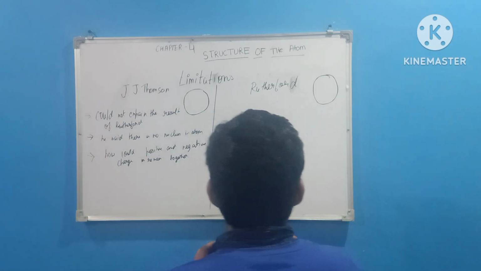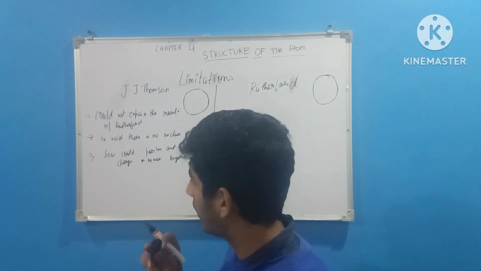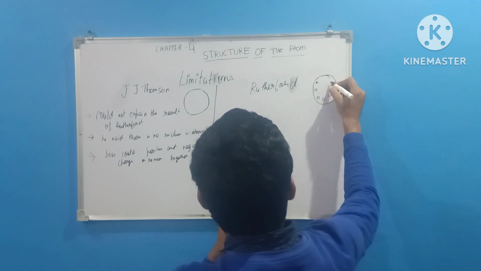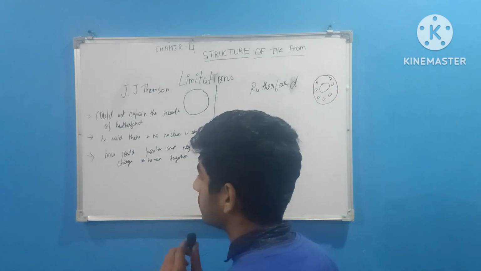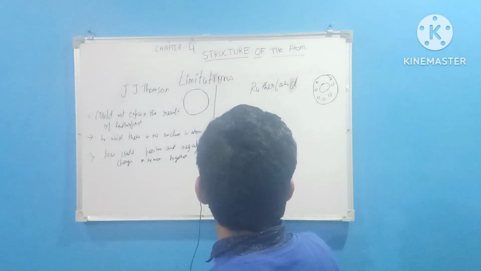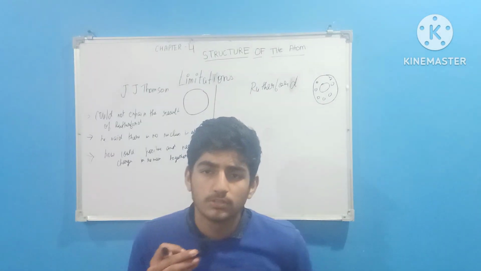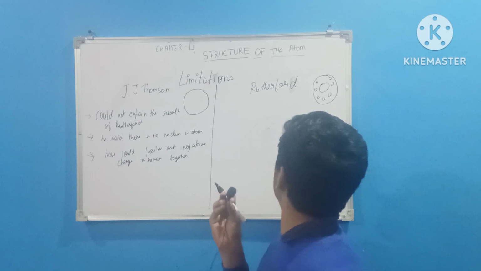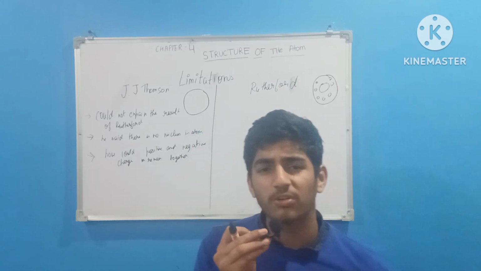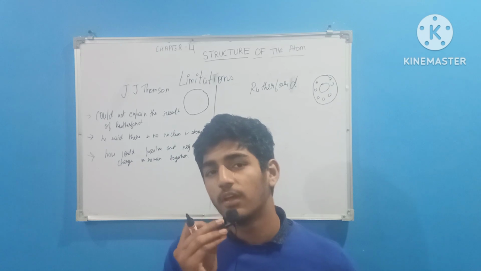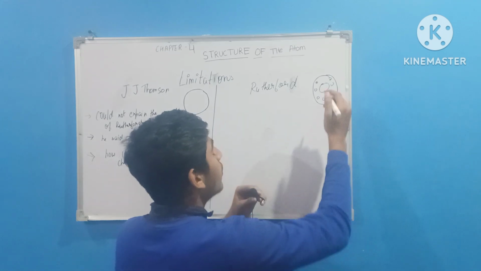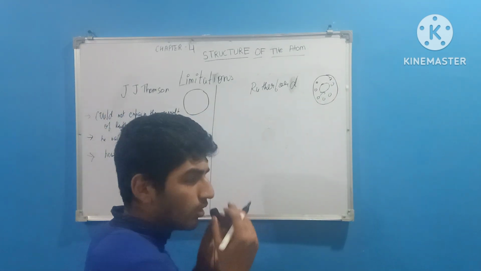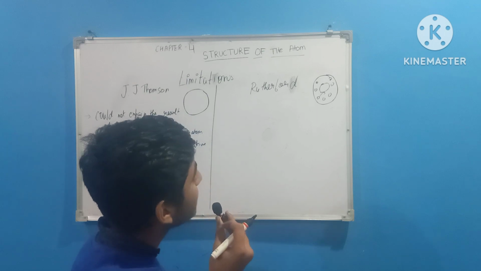And if we talk about Rutherford, he said that electrons revolve around the nucleus, and the nucleus is positive charge and electrons are negative charge. So it is clear that. So why do electrons not lose their energy? If electrons do lose their energy, why do they not collapse into the nucleus? The question came. This is a limitation of Rutherford.